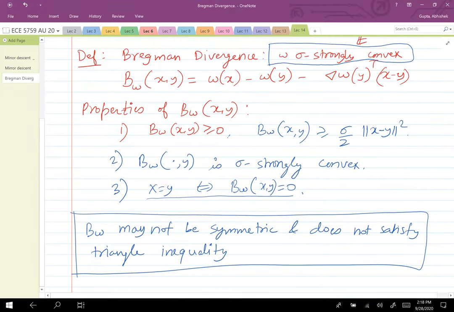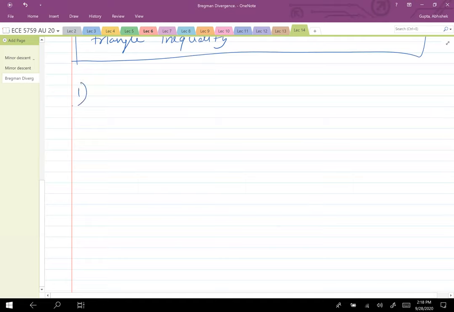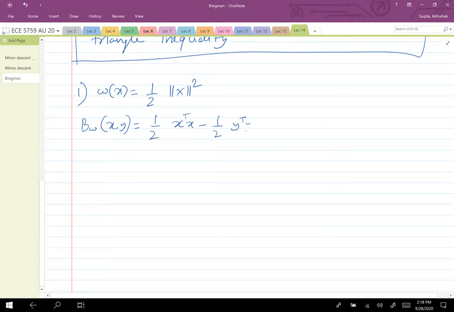All right. So that introduces the Bregman divergence. Let me give you a few examples of Bregman divergence. If I pick omega of x equal to the usual two norm of x squared, then B omega of x, y would be half x transpose x minus half y transpose y minus y transpose (x minus y).